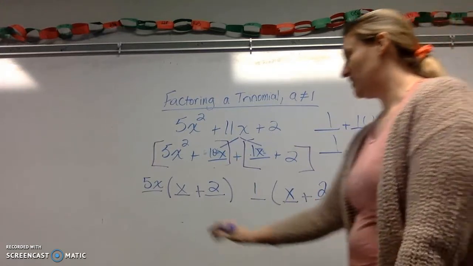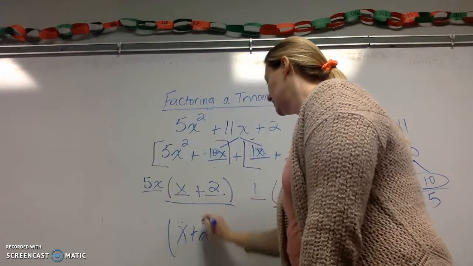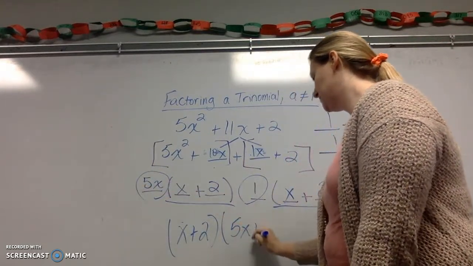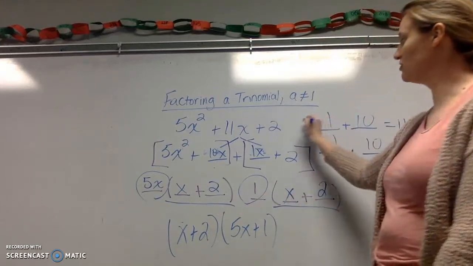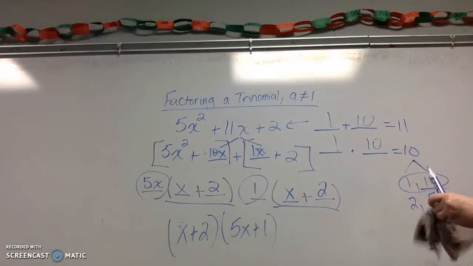And just like in that video, the one that is the same, I'll bring down. And then these make my other factor. And again, I could FOIL that out to make sure I get that. But now I have factored this trinomial when a was not 1.